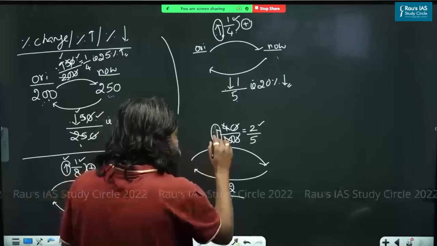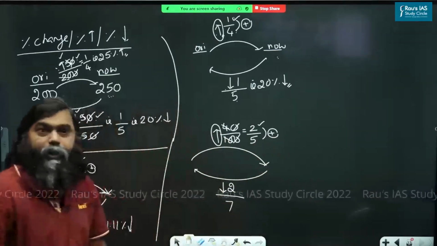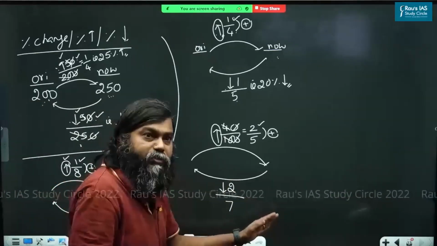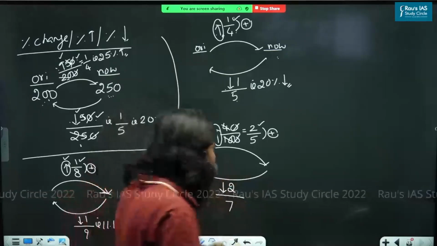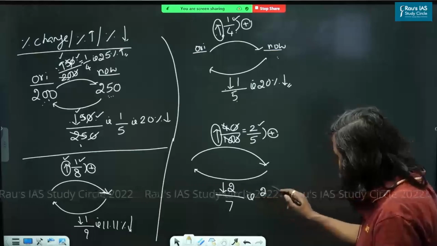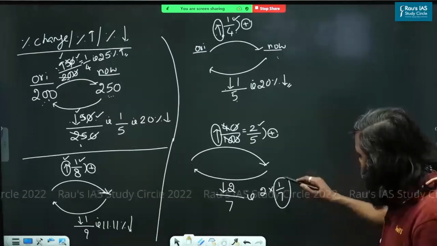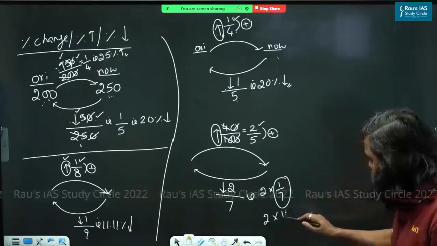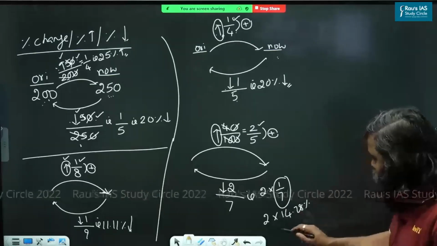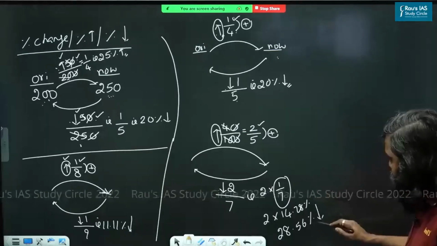Reference is increasing, so add numerator and denominator. Write it here. Are you understood? So this you have to convert into percentage, so multiply by 100. How can I write 2 by 7? Remove the numerator outside, 2. Remaining 1 by 7. You know 1 by 7 is 14.28%. So 28.56% decreasing from here to here.